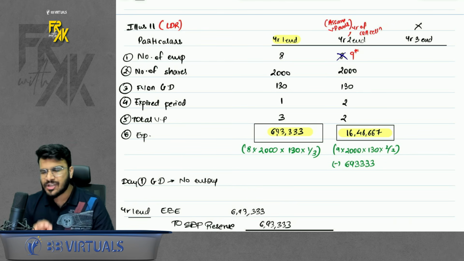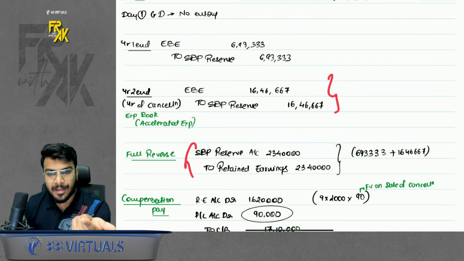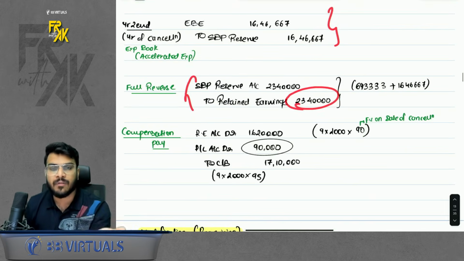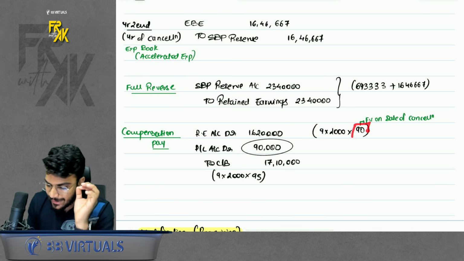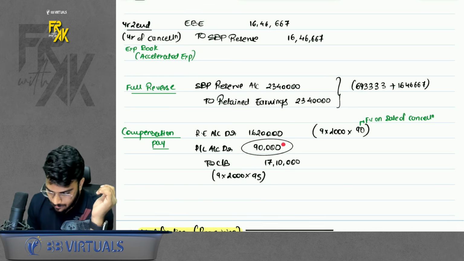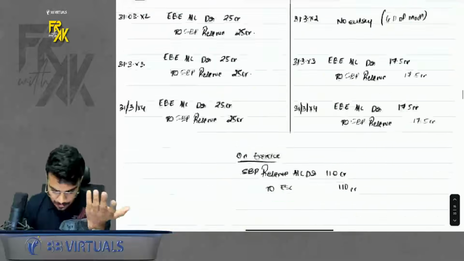So in year of cancellation, just remember 3 things we have to do. Book the remaining expense, booked, sir. Then reverse the remaining expense, reverse to retained earnings, done, sir. Then pay off the compensation. You are making a compensation payment of 95, but the fair value is only 90. So debit only 90, the excess amount will go to profit and loss. That's it. This was the concept of cancellation and modification.